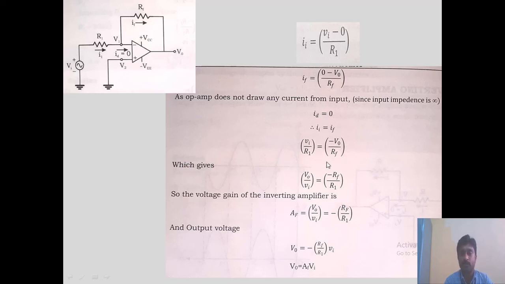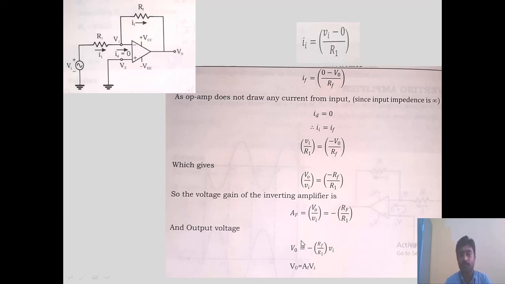If we rearrange this expression, V0 by Vi becomes minus RF by R1. What is V0 by Vi? It is the gain of the amplifier. Output by input is the gain of the amplifier. That's why the voltage gain of the inverting amplifier, V0 by Vi, is AF, that is minus RF by R1. This means the voltage gain of the inverting amplifier depends on the feedback resistance and the series resistance values.